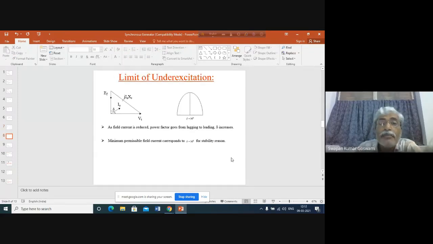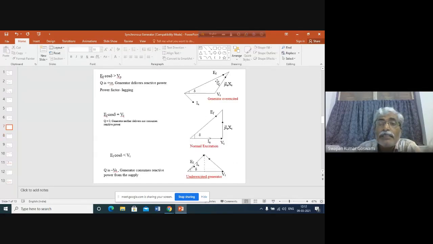Now, what happens? Here the field current was more, and the generator was delivering reactive power. Field current is reduced, and now the generator is operating at unity power factor. Field current is reduced further, and now the generator is under excited. It is drawing reactive power, operating at leading power factor. Now the question is, if you decrease the field current further, what will happen?